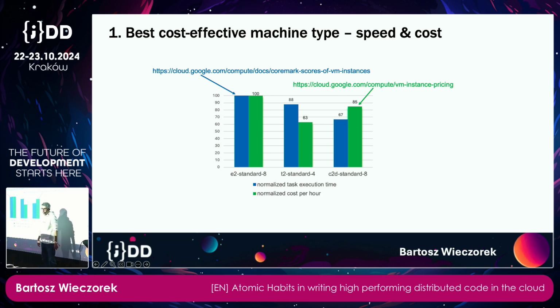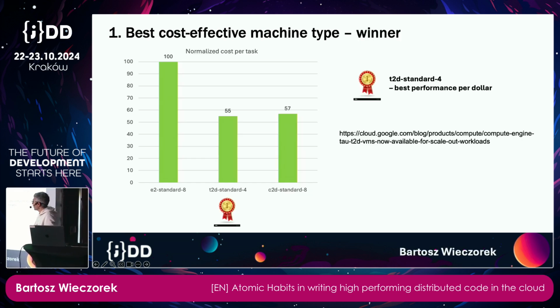So does it mean that BMW is still the winner? Let's multiply these two factors together and see which machine is the best, offering the best performance per dollar. And actually the winner is the T2D standard 4 machine. The BMW C2D standard was close, but as this article from Google says, these Tau machines offer the best performance per dollar. So I really encourage you to have a look into the core marks and the pricing and run some tests. You can save a lot of money just by simply changing the machine type. So that was easy.